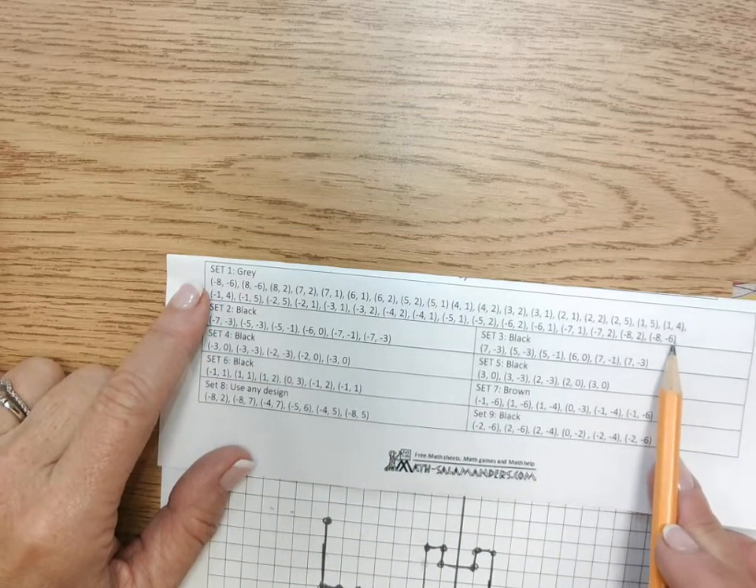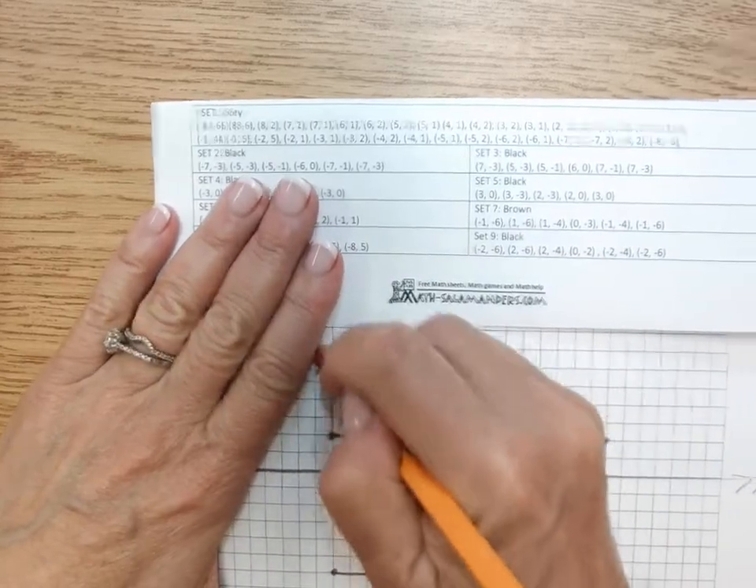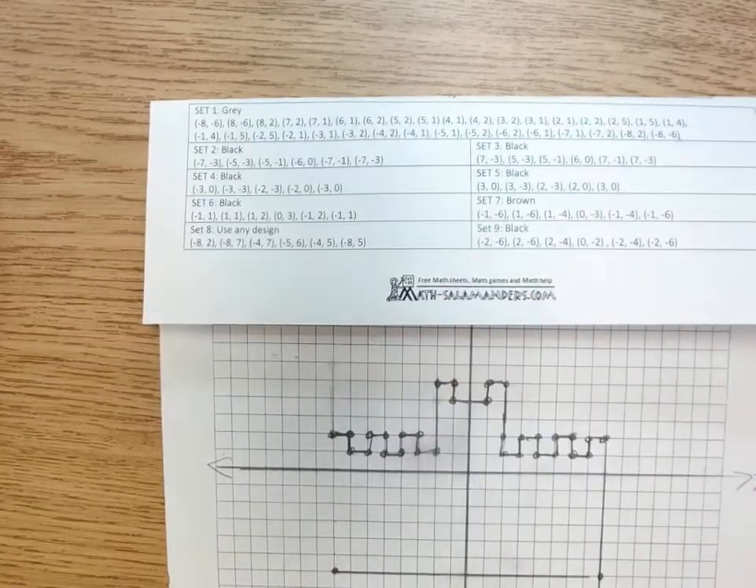Oh, wait, I did that wrong. It's negative 8, negative 6. Whoops. That's why you use a pencil. Always use a pencil when you do this. So negative 8, negative 6, that was my first point.